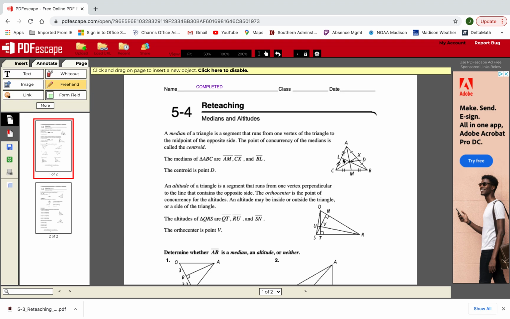The point of concurrency of the medians is called the centroid, and the centroid has a really neat connection to the lengths of the medians that it creates, okay? So we'll talk about that in a minute, and that's how we're going to solve a lot of our problems here, I do believe.